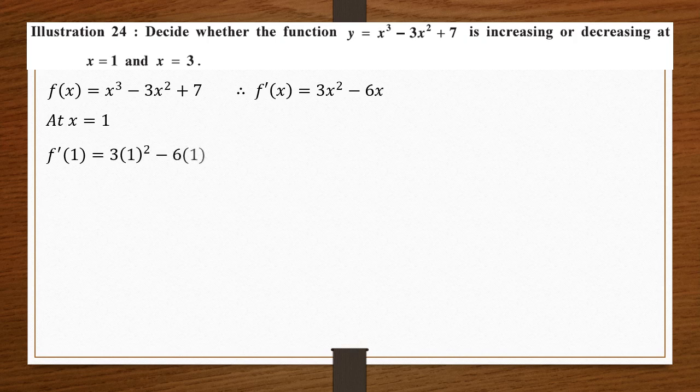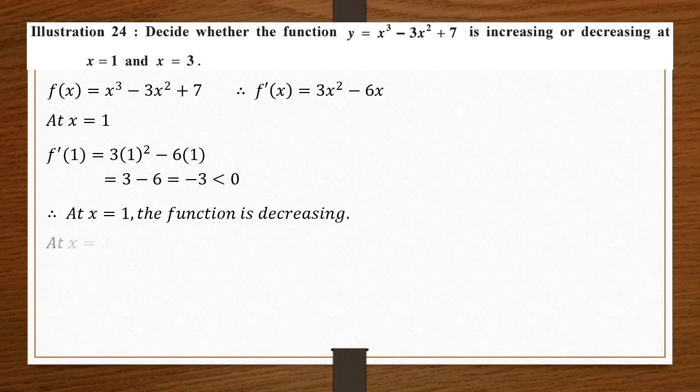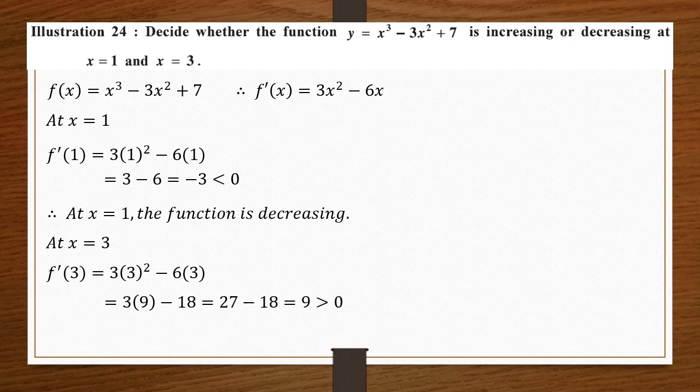Now at x is equal to 1, I will replace all the values with 1. So 3 into 1 square minus 6 into 1. 1 square is just 1, so it is just 3 minus 6. That is -3. So at x is equal to 1, the function is decreasing. Similarly, at x is equal to 3, I will replace x with 3 here. So 3 square is 9, 3 9s are 27 minus 6 3s are 18. That is 27 minus 18, 9, which is more than 0. So at x is equal to 3, the function is increasing.